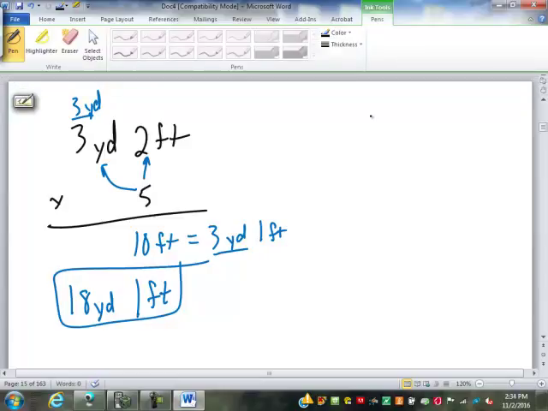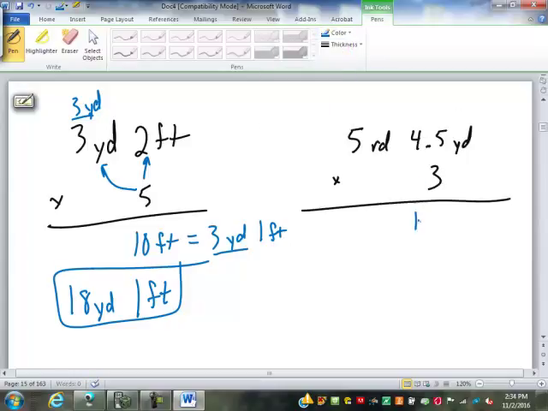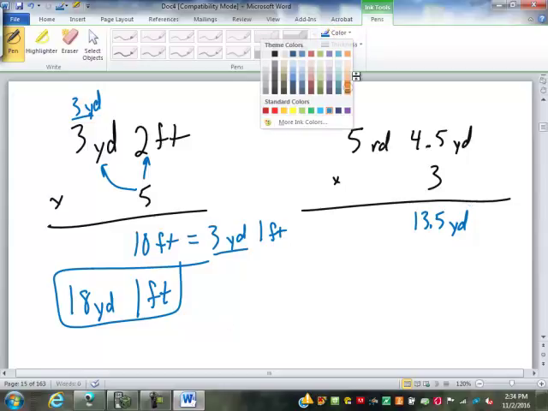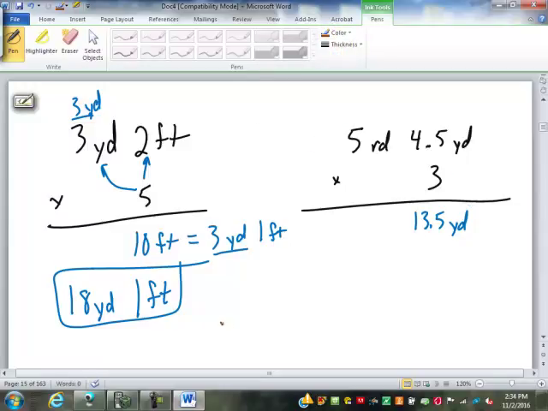Let's take a peek at possibly 5 rods, 4.5 yards times 3. 3 times 4.5 is 13.5 yards. So now we've got to do a similar thing. We've got to reduce that down and figure out how many rods we can get out of that.